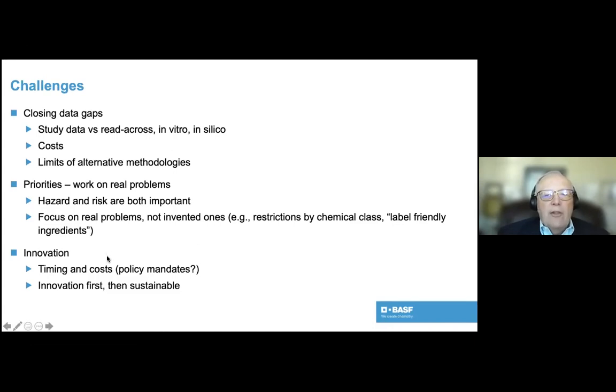And then lastly, innovation. As I mentioned before, I think this is the driver. When you start talking about innovation, timing and cost are really important. It all costs money. It takes time. But I think it's inherent to many of our companies. We've been doing innovation for more than 150 years, and that's why we've stayed in business this long. And so I think we'll continue doing that.